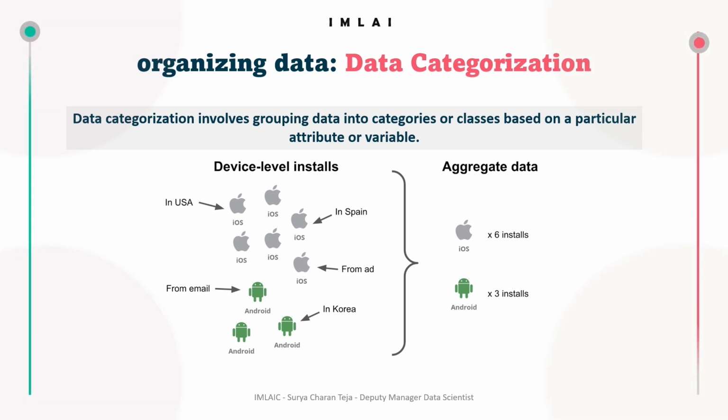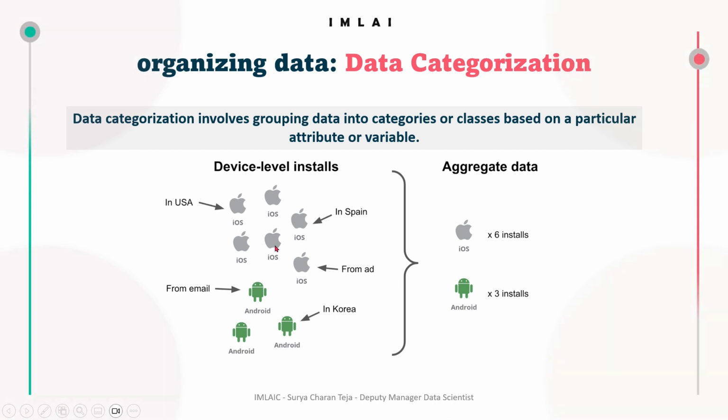Let's take this example on the screen. You have device level installations. In the USA you have some iOS installations, and in Spain some iOS from ad, and then from email Android, and in Korea you have some Android installations. So these are the device level installations in the USA, Spain, Korea, from ad and from email.